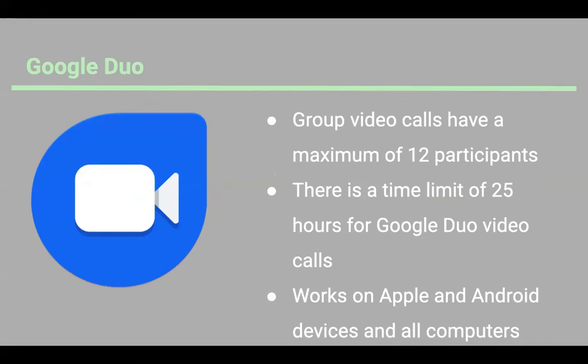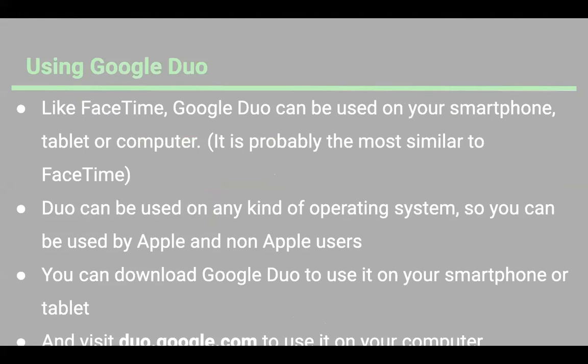Lastly, there's Google Duo. Using Google Duo, you can have video calls, group video calls that have a maximum of 12 participants. There is a time limit of 25 hours for Google Duo calls. Like the other two, Google Duo also works on all Apple and Android devices and all computers. Like FaceTime, Google Duo can be used on your smartphone, tablet, or computer. It's probably the most similar to FaceTime.